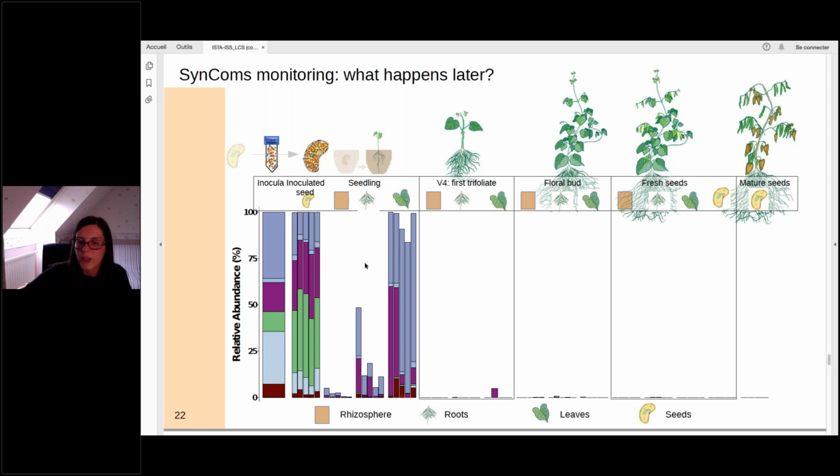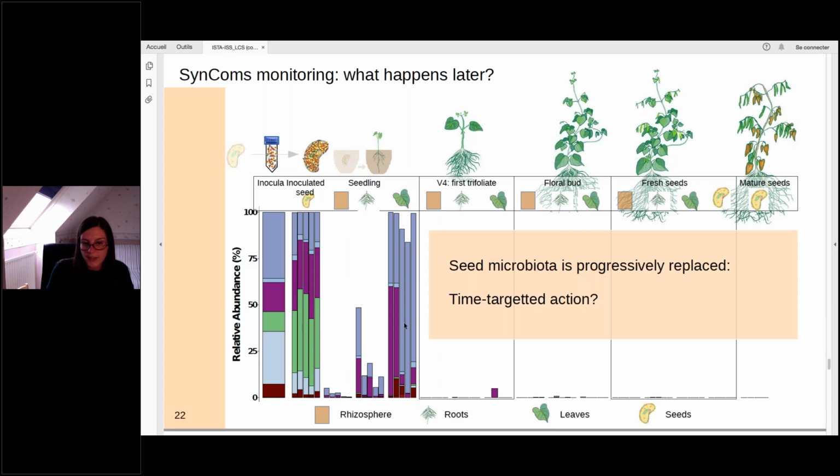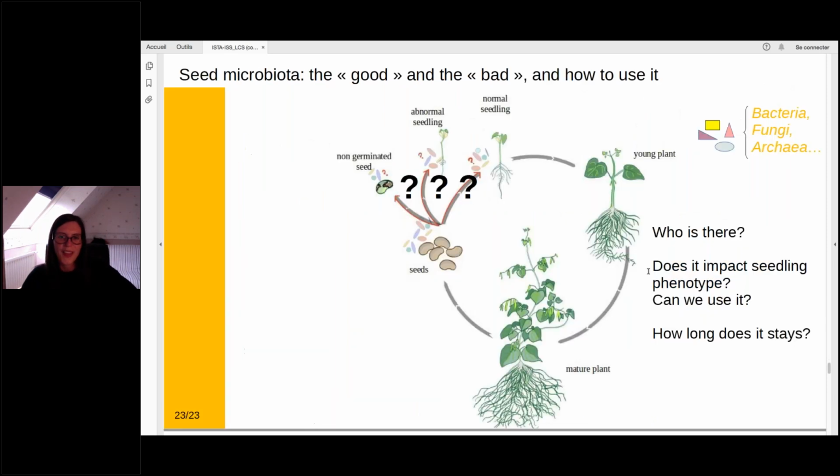You can see that we do not find our taxa back at later developmental stages. So the seed microbiota is progressively replaced during the plant's life cycle. So it is a really interesting solution to use, those synthetic communities, but their action might be time targeted. Which brings me to my conclusion.